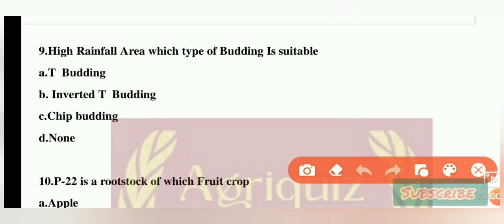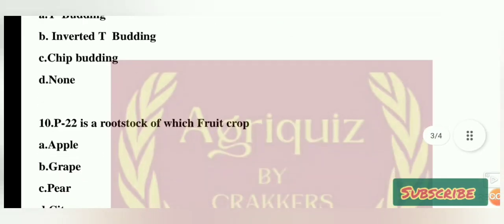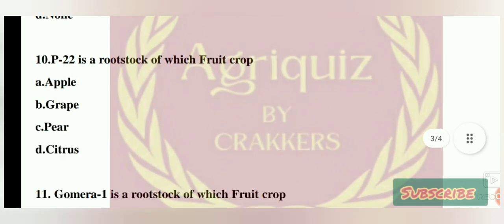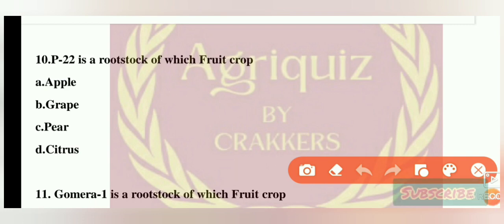Then question number 9. In high rainfall areas, which type of budding is suitable? Here the right answer is option B, inverted T budding. Then next question, question number 10. P22 is a rootstock of which fruit crop? Here the right answer is option A, apple.